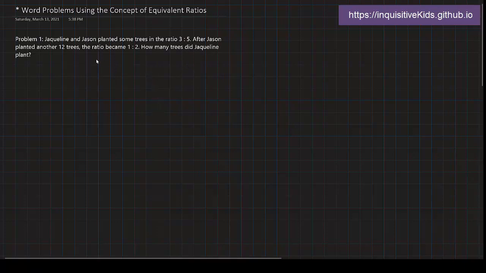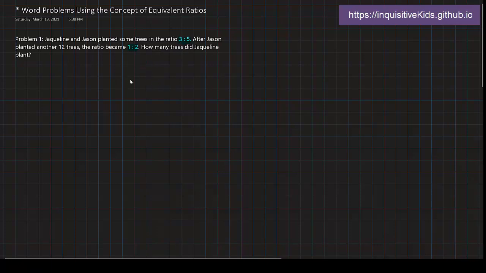Well, let's start by collecting information from the problem. The problem says that 2 kids, Jaqueline and Jason, are planting some trees. First, they planted some trees in the ratio 3:5. But then, after Jason planted another 12 trees, the ratio became 1:2. Now we're asking, how many trees did Jaqueline plant?